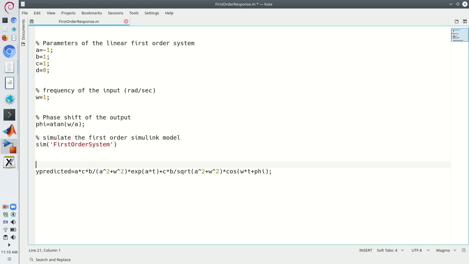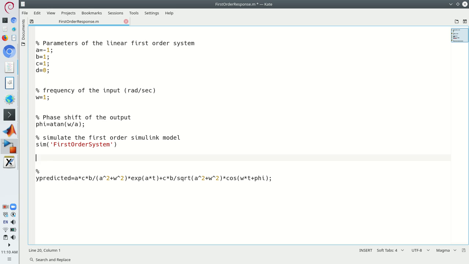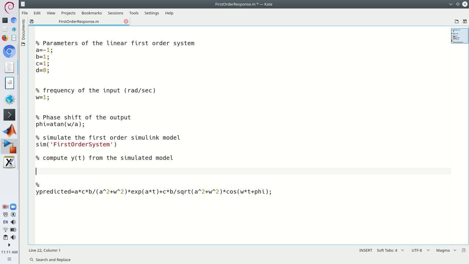And now we have the interesting part. That's the main reason why I have already prepared a script in advance. I am predicting what y is going to be. So first let's compute y. So compute y of t from the simulated model.